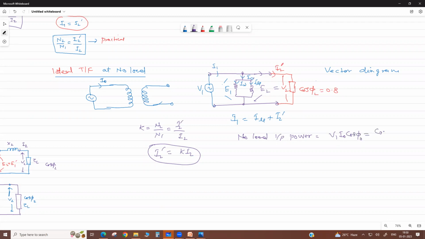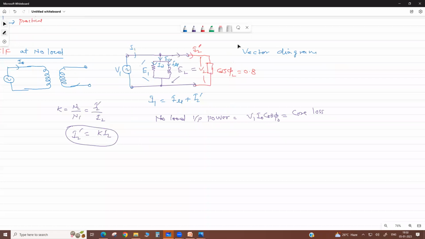And it equals the core losses. The open circuit test, or no load test, on a transformer gives the core losses, equal to the core loss or iron losses, and it is denoted by IW. That is the no load power input. Then we can calculate the no load power factor.